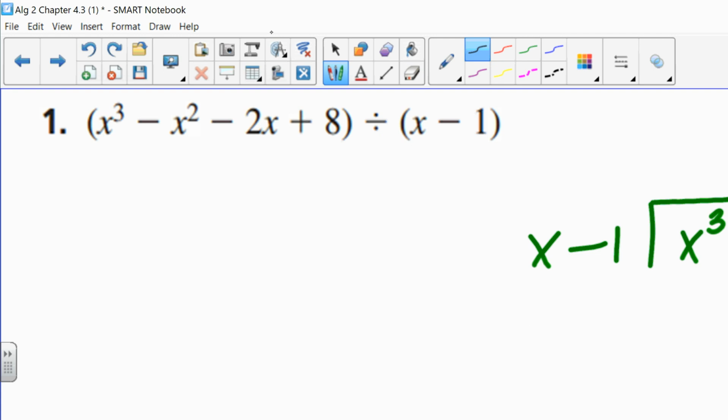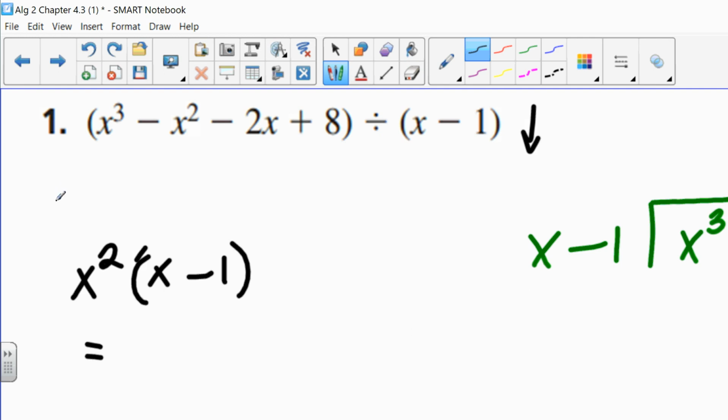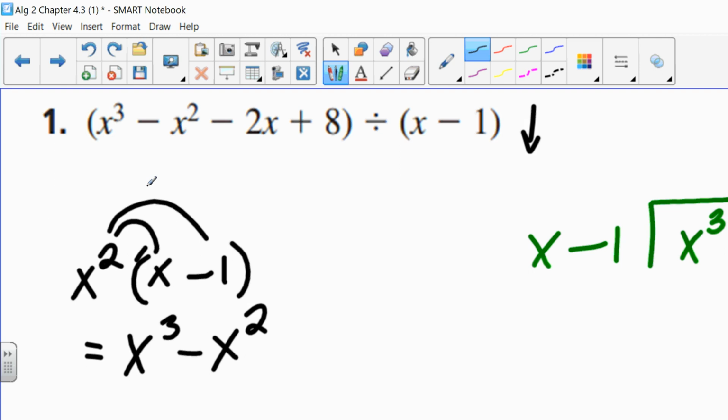The first thing we need to figure out is what times our x will give us x to the third, because we need it to cancel out. It would be x squared, because x squared times x would give us x to the third. And we can do that multiplication over here. We can say x squared times x minus 1. And do our distributive. X squared times x is x to the third. X squared times negative 1 would be negative x squared.